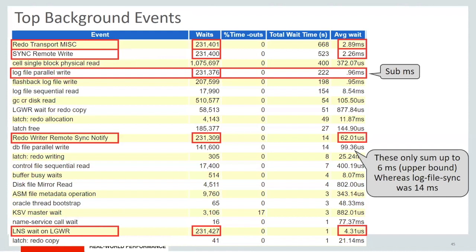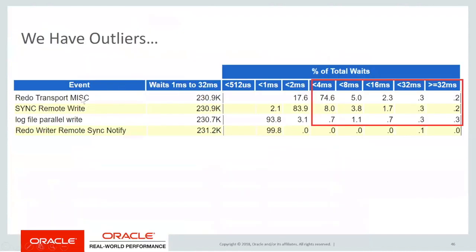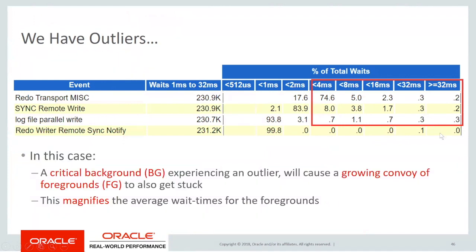So what now? Well, these other wait events and even the log file parallel write, they have some serious outliers. They're not very stable in terms of performance for each time they take place. And what we have here is a critical background, logwriter in this particular case, and the other involved backgrounds for shipping the redo to the remote site. When they experience an outlier, that will cause a growing convoy of foregrounds to also get stuck.